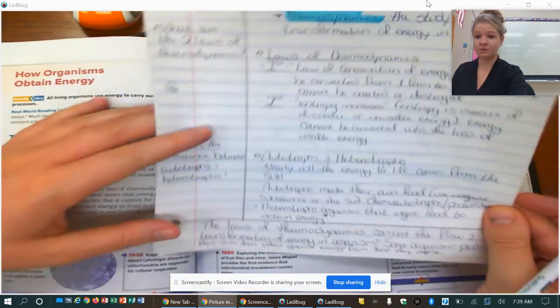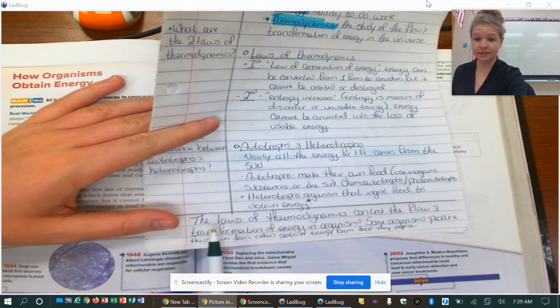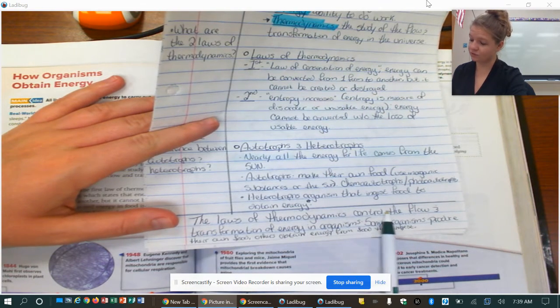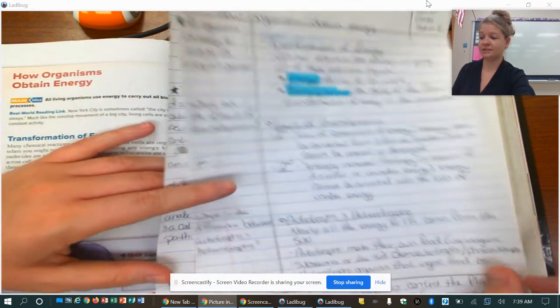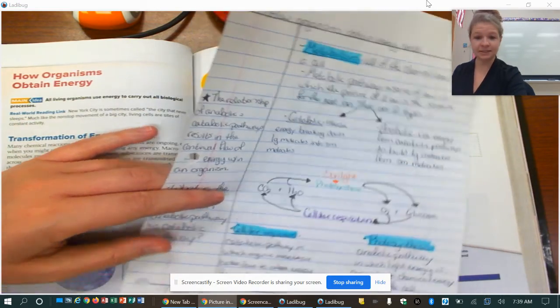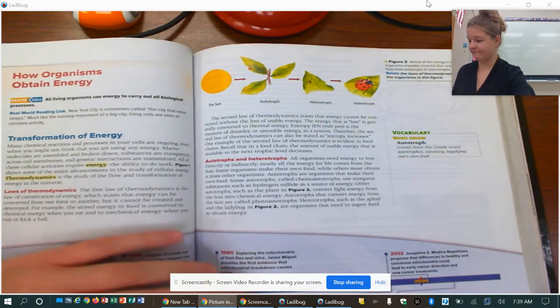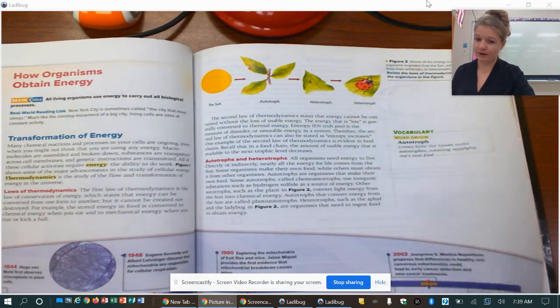Remember, at the bottom of each one of your notes, you want to sum up. So how did I sum this up? I said the laws of thermodynamics control the flow and transformation of energy in organisms. Some organisms produce their own food, and others obtain energy from food that they ingest. Make sense so far? Hope so, because we're moving on. All right.